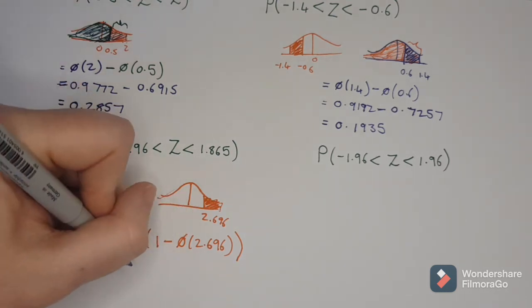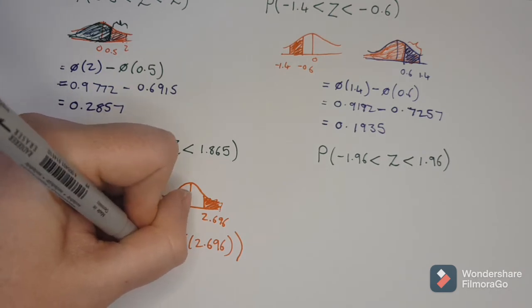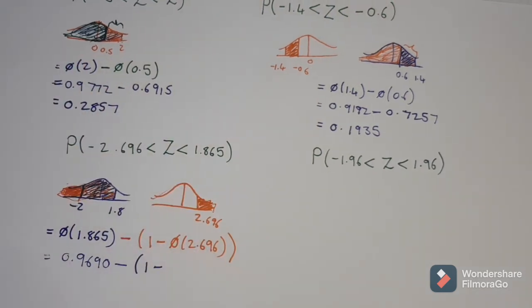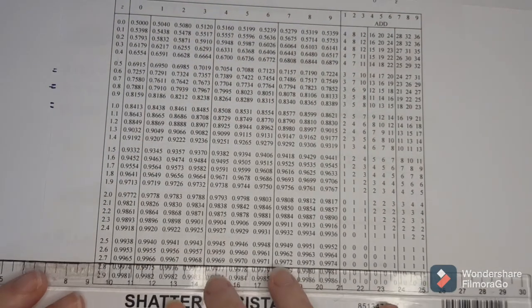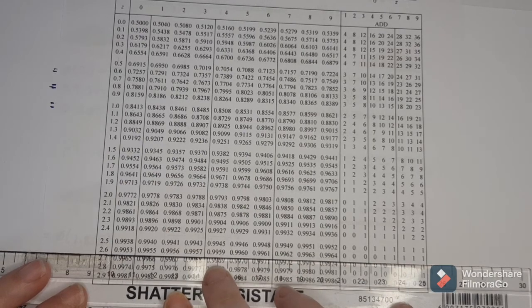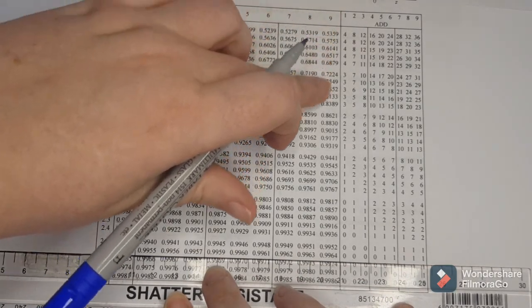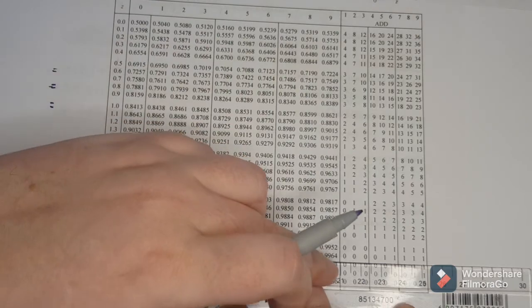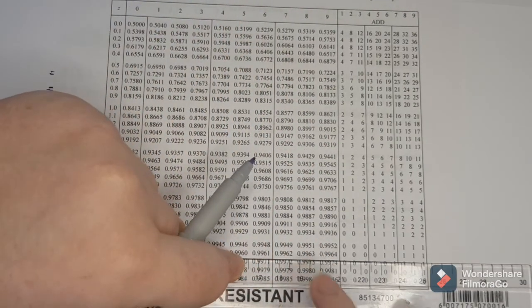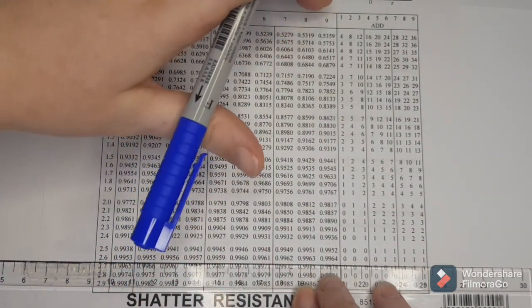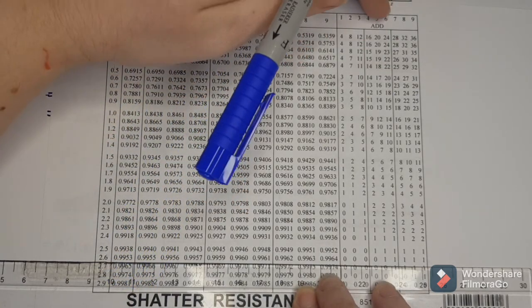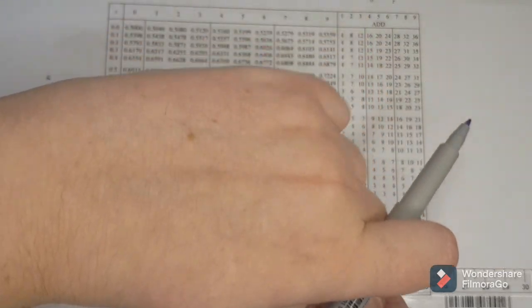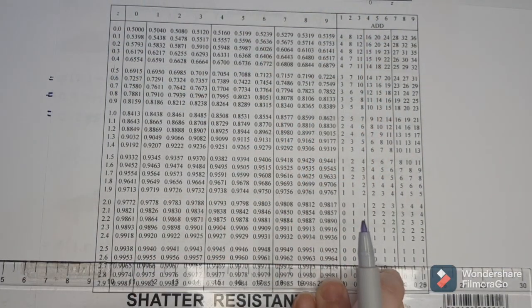So then I'm going to put that in. 0.9690 minus 1 minus my 2.696. So now I look up on the value 2.6. So I find 2.6, 9. So I go all the way down to my last column. So now it's 2.69, and then my last one is to have 6. So I go all the way down to 6, and it says add 1.